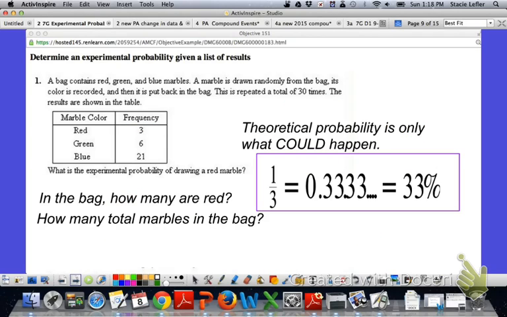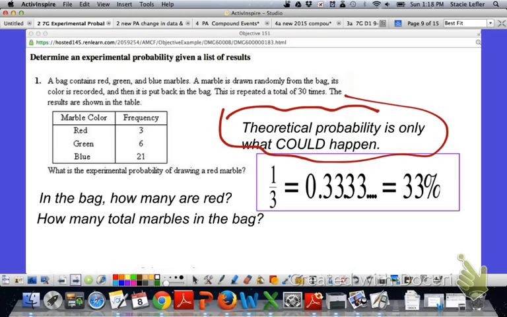So let's just think for a little bit about how that compares to the theoretical probability. Theoretical is only what could happen. There's 1 red marble out of 3 marbles in the bag. 1/3 is 0.3 repeating, 33%.